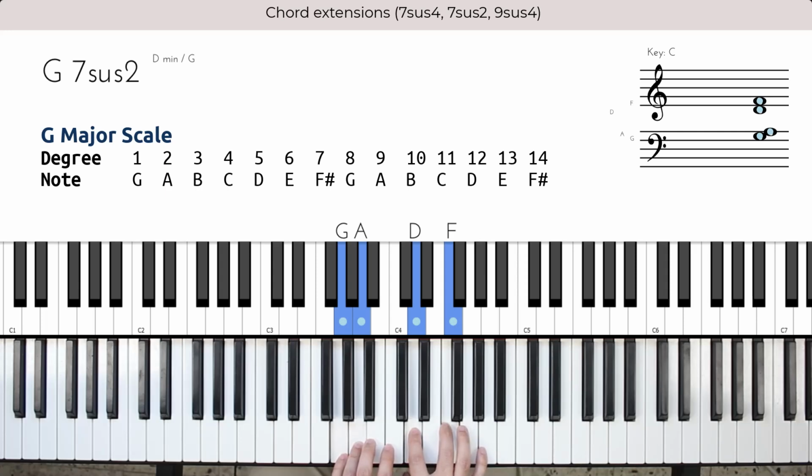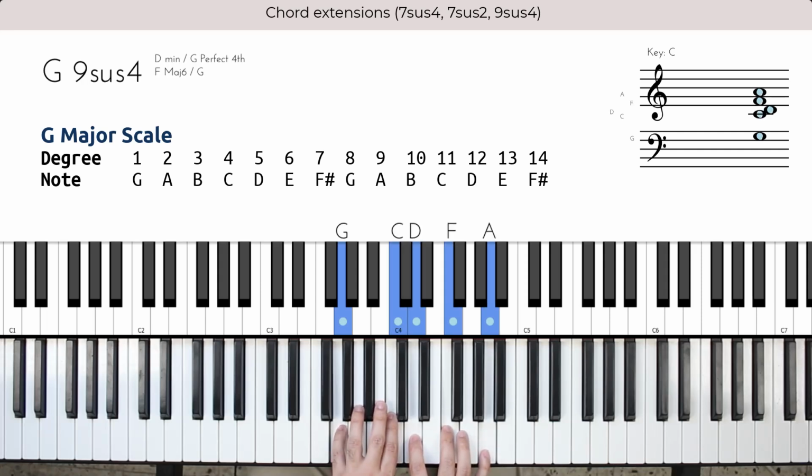So there is some ambiguity in the naming of these chords, which is also why you will never see, or most usually not see, something like a G9 sus2. But you will see G9 or 9 sus4 chords.